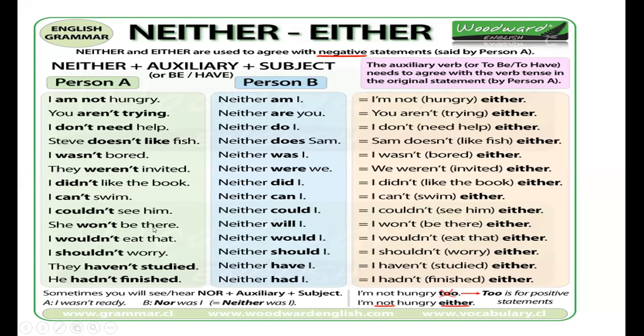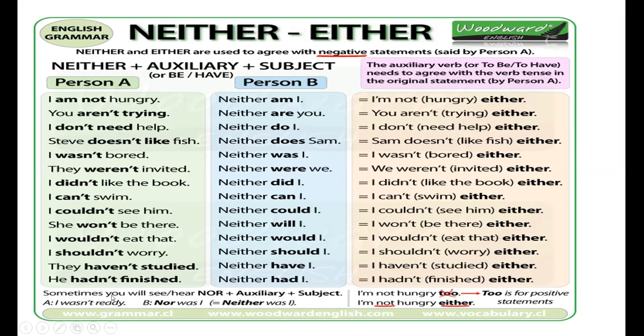"She won't be there. Neither will I." Equals to say, "I won't be there either." "I wouldn't eat that. Neither would I." Equals to say, "I wouldn't eat that either." "I shouldn't worry. Neither should I." "I shouldn't worry either." "They haven't started. Neither have I." Equals to say, "I haven't started either." "He hadn't finished. Neither had I." Equals to say, "I hadn't finished either."